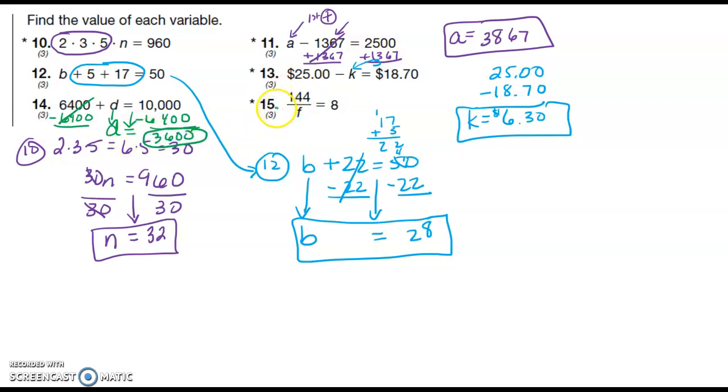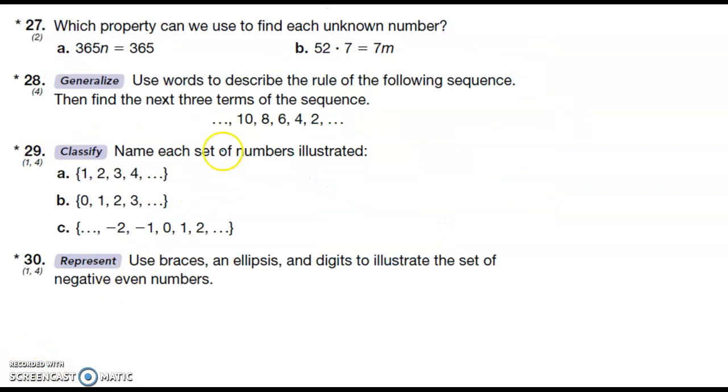Okay, and last one on this page, number 15, I have 144 divided by f is equal to 8. So when my variable is on the bottom, I divide. So 8 goes into 144, let's see, once, that's 64, 18. So f is equal to 18. Now when my variable is on the top, I multiply. You'll want to have those rules in the back of your spiral.